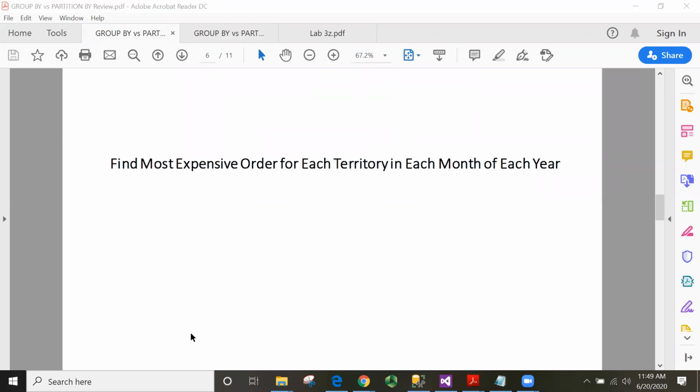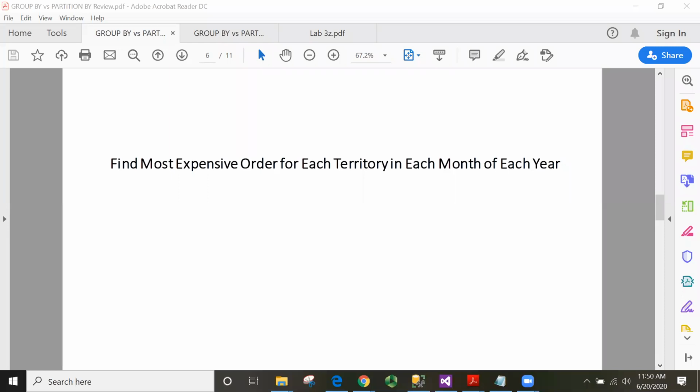We want to find out the most expensive order for each territory in each month of each year. The most expensive order for each territory in each month of each year. So look at this question. Do we need to summarize data for this question? Okay, so we don't need to summarize data, meaning we don't need to do data aggregation, right?